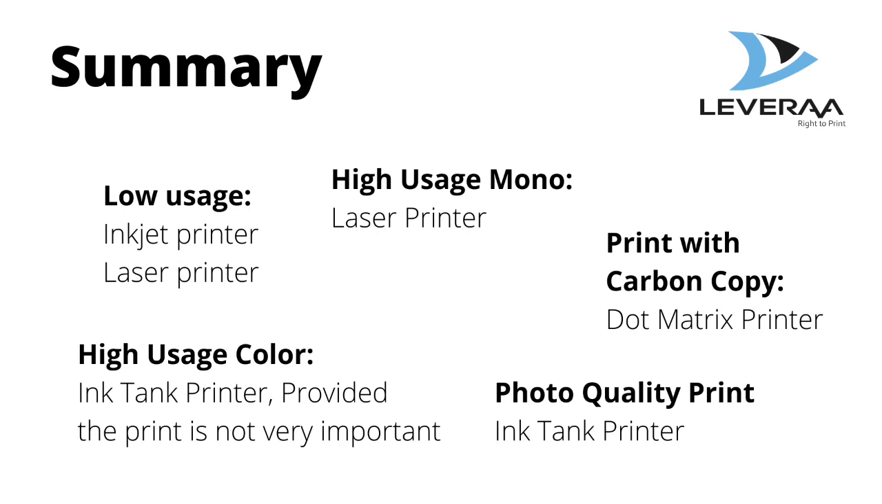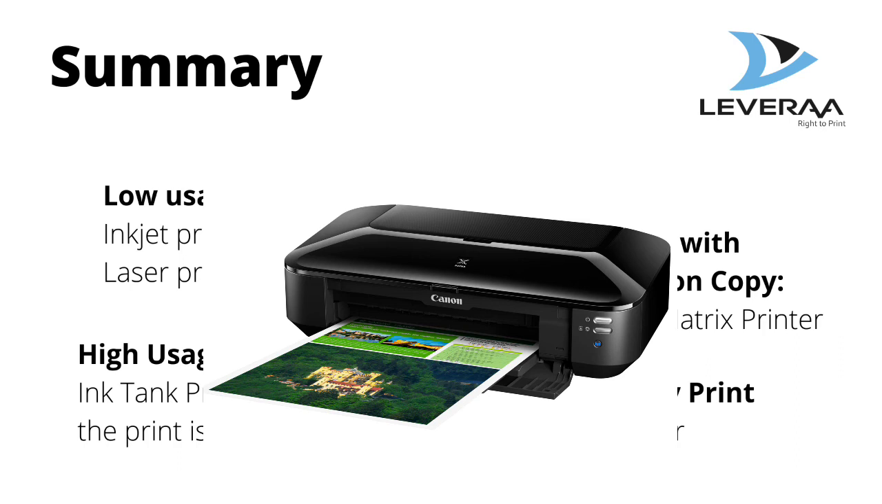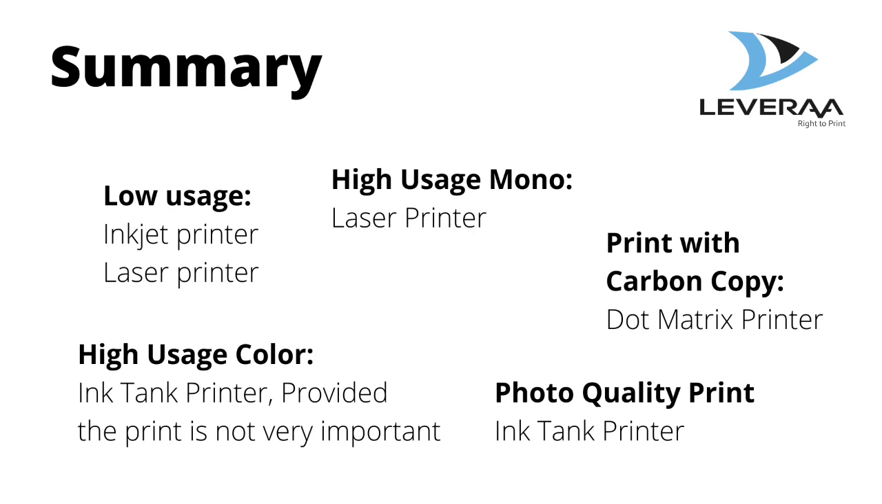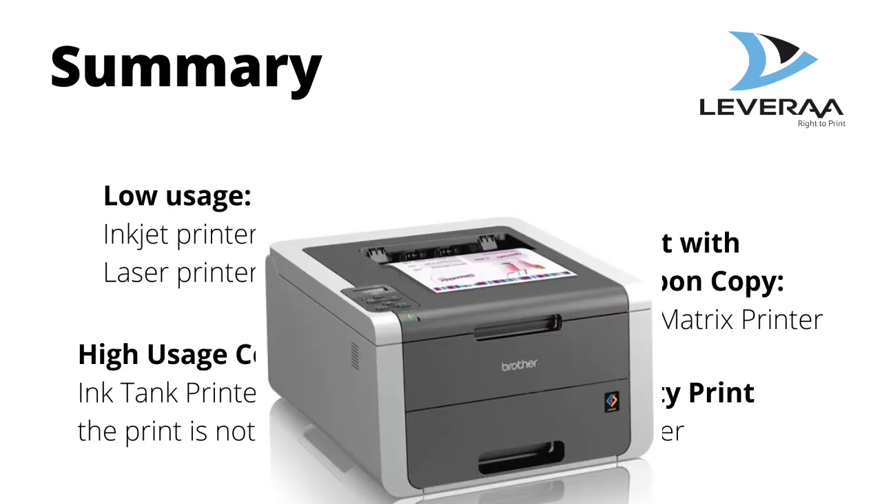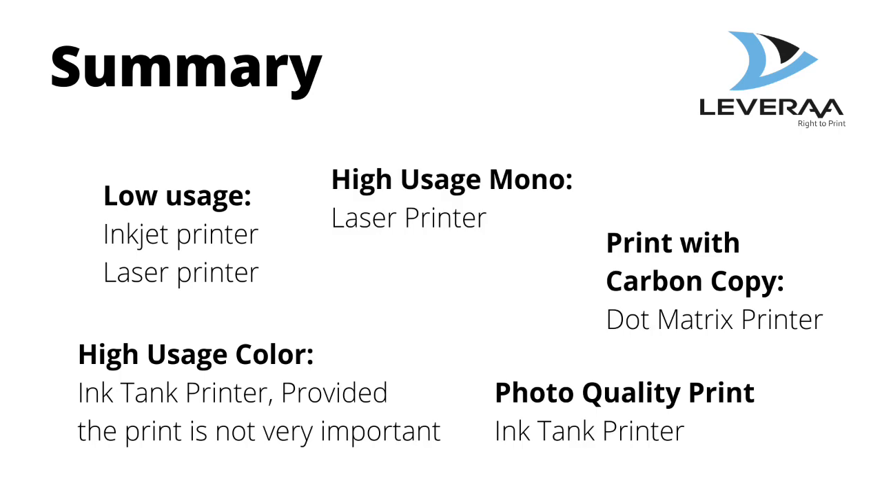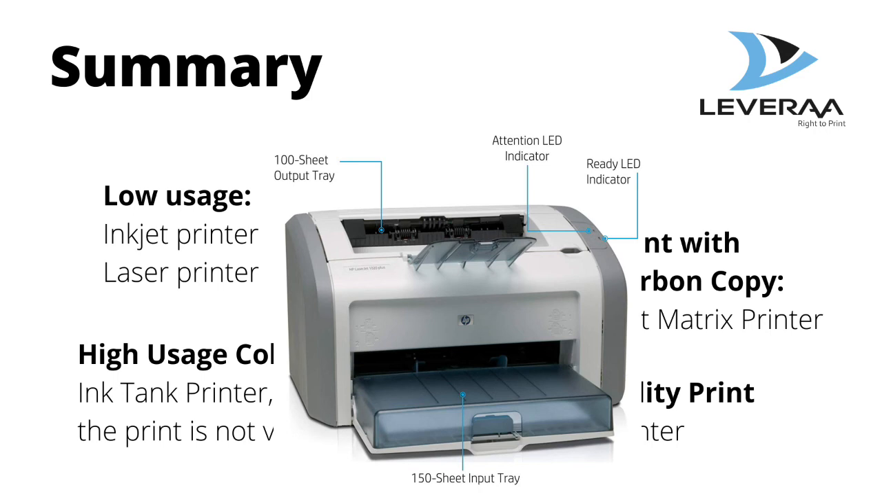Let's summarize the contents of this video. In case of low usage, you get two choices. One is buying an inkjet printer, otherwise called a DeskJet printer. Second one is buying an entry-level laser printer if you wish to use it for a long period of time. In case of high usage and mono option, the best choice is to go with laser printers. Laser printers offer value for money and can last for a longer time. Periodical maintenance is minimal and affordable.